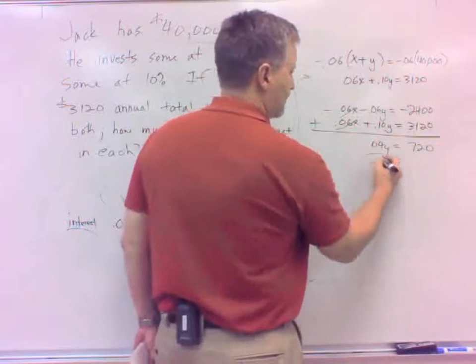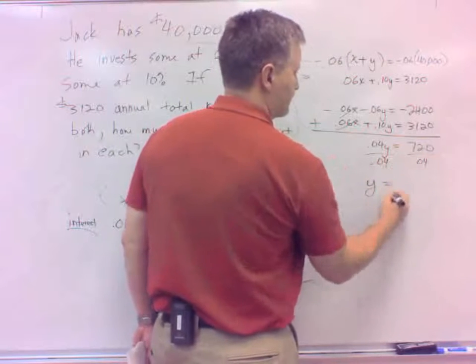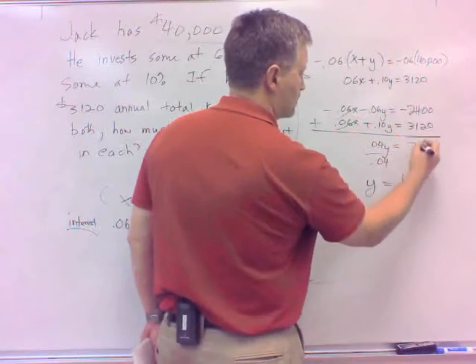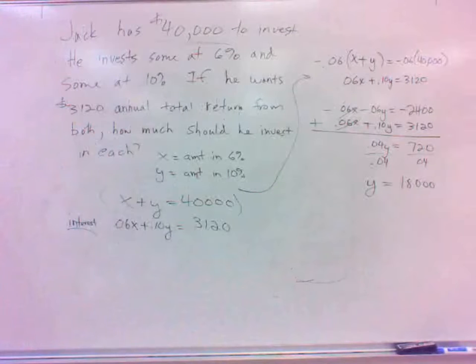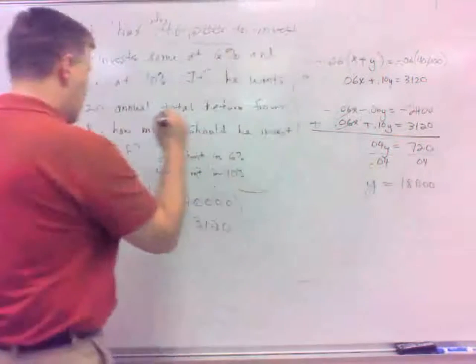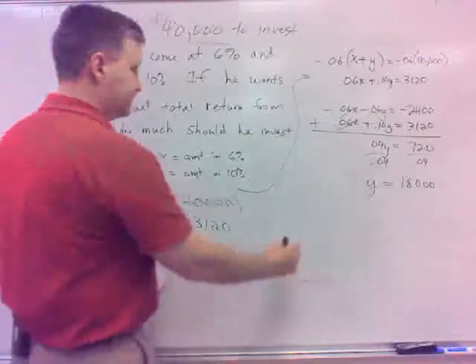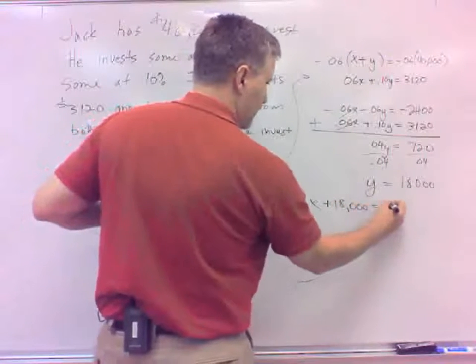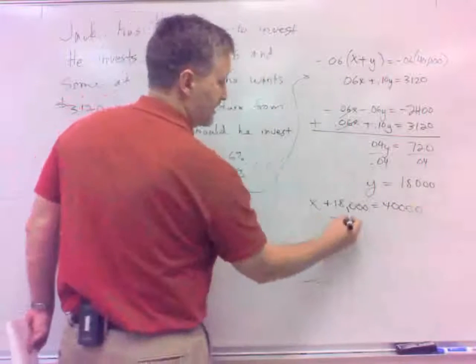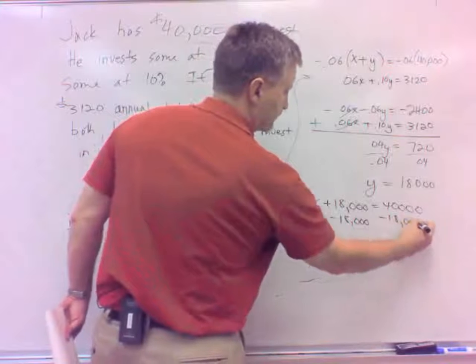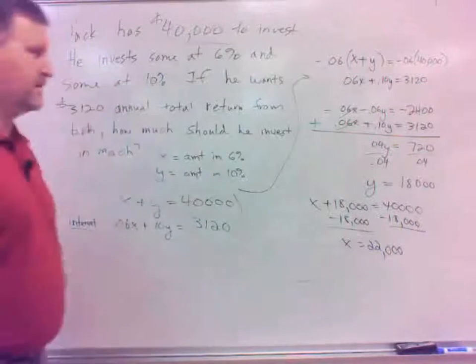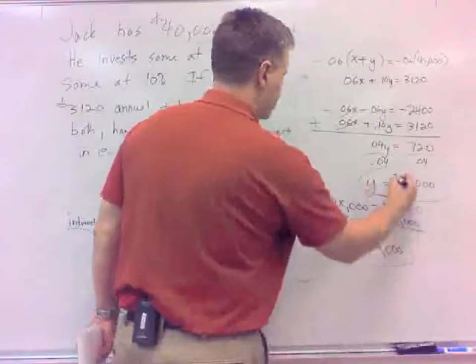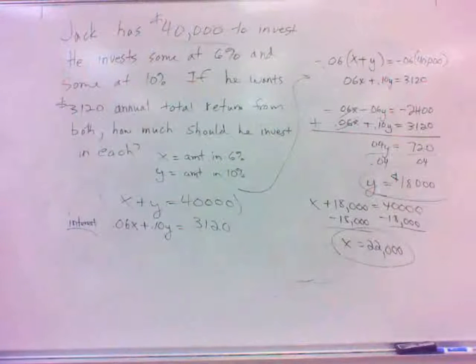Is that right? Divide off the 0.04. Is it 18,000? 720 divided by 0.04 gives you 18,000? 18,000. So there's our y. So the x, easy enough. Plug that 18,000 in for y, then the x has to be, well, subtract the 18,000, $22,000. Okay? So that's our two amounts. The x amount, 22,000. The y amount, 18,000. 6%, 10%. Yes. All right.